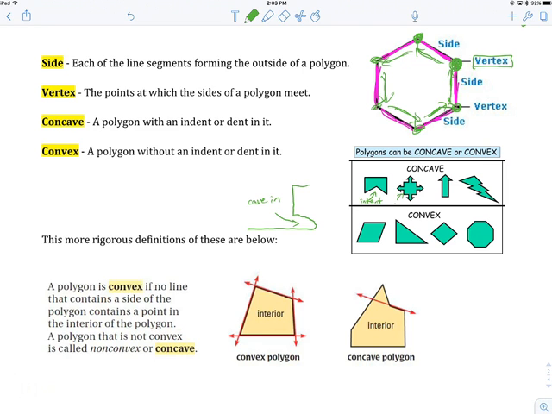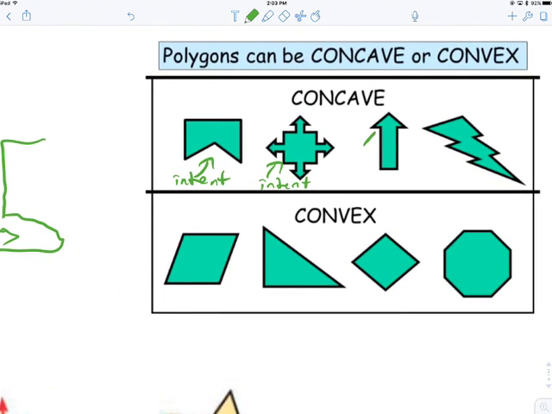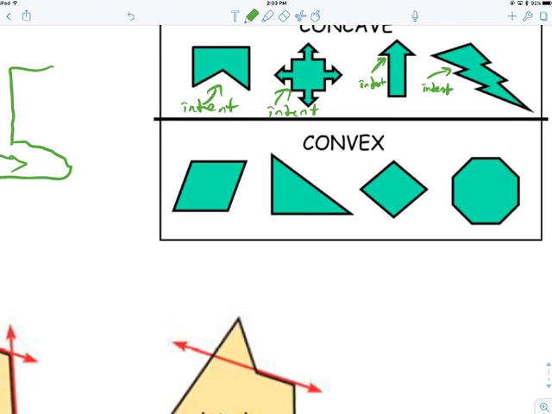So here are a bunch of indents in these shapes. I'll make this larger for ease. Here's an indent in this shape. Here's an indent in this shape. So a concave shape is any shape that has an indent in it, where part of that zigging and zagging goes in towards the center of the shape and then back out, creating an indent or a divot. Whereas you can notice here, all of the corners are popped out, popped out, popped out, popped out. We call that a convex shape.